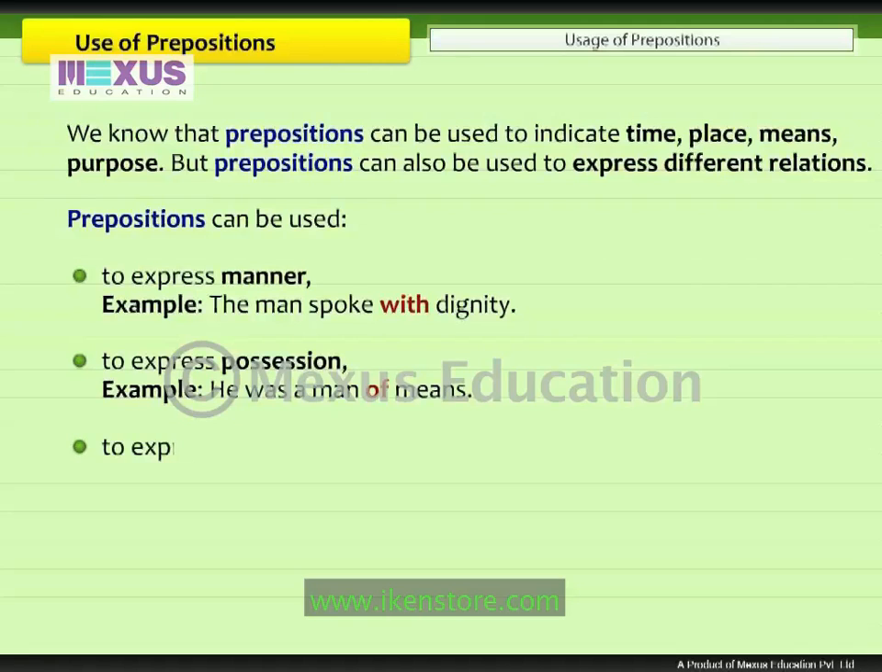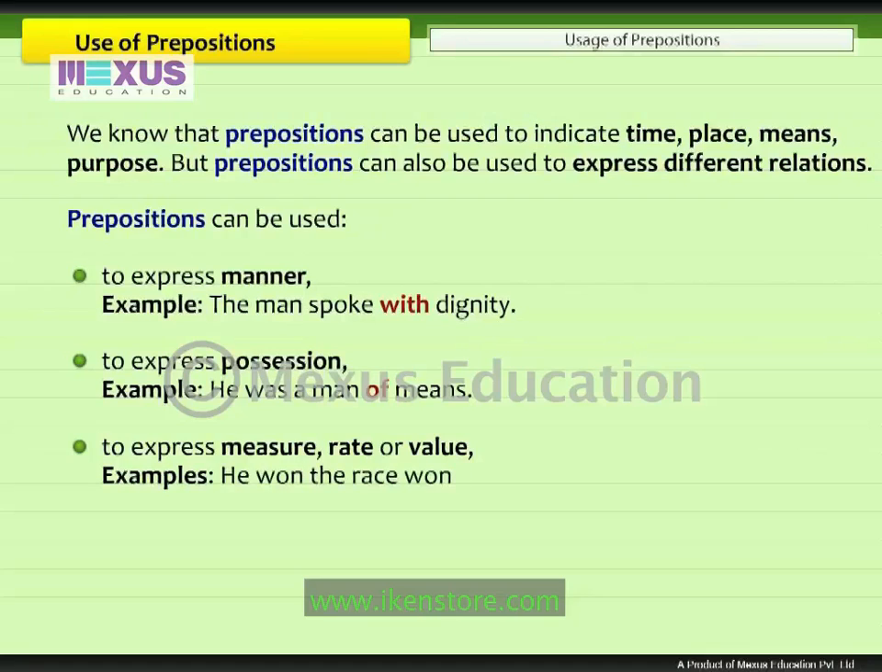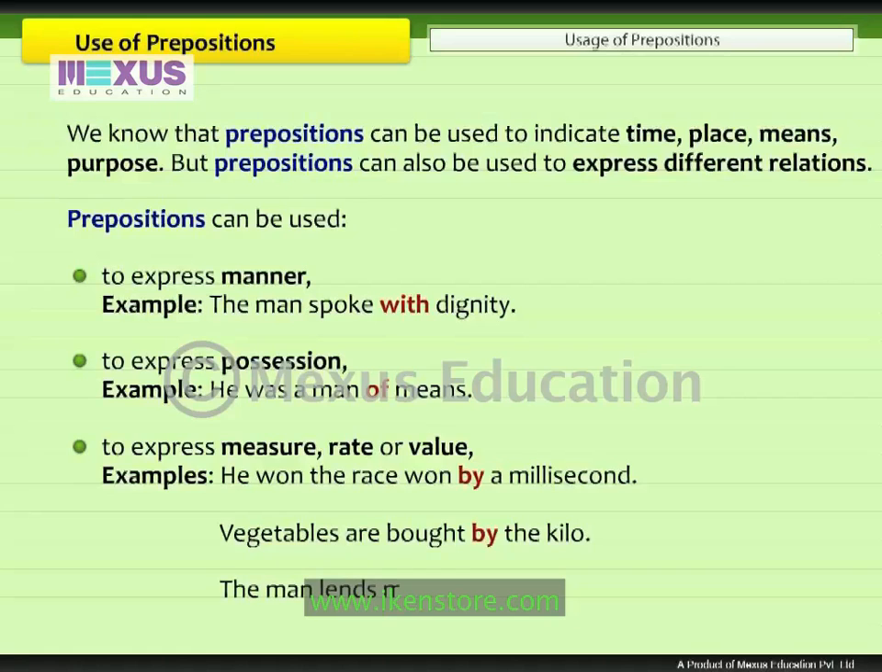To express measure, rate, or value. For examples, he won the race by a millisecond. Vegetables are bought by the kilo. The man lends money at an interest rate of 2%.